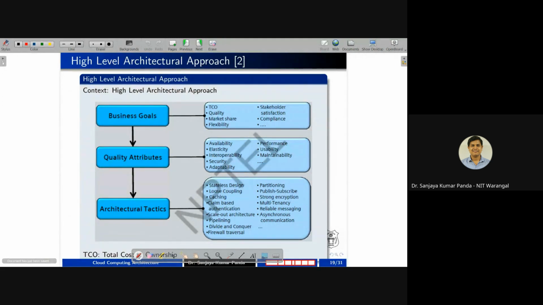For example, if you focus on business goal, you always need to focus on market share, stakeholder satisfaction, and whether our company is following the regulatory framework or not. We also have to look into total cost of ownership, which we call TCO, right? But when you come to quality attribute, I need availability to be higher. For example, AWS provides you 11 nines of durability, 99.999999999. So that may be one of the architectures you can follow.